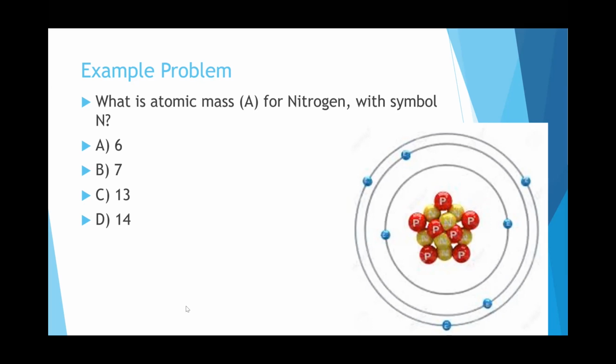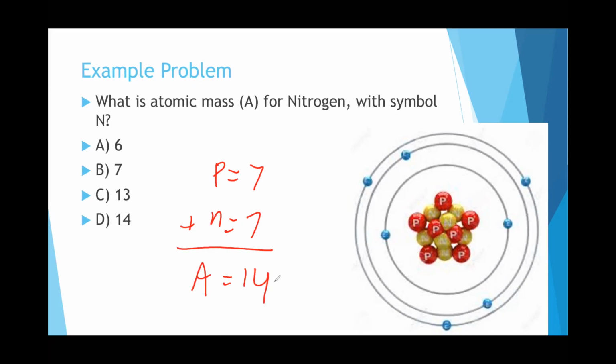Okay. So great job. It was unanimous. You guys all said D. And just as a refresher for all those who don't understand this concept yet, it's the number of protons plus neutrons. Protons, we basically just count the number 1, 2, 3, 4, 5, 6, 7. Neutrons, there's 1, 2, 3, 4, 5, 6, 7. 7 plus 7, 14.